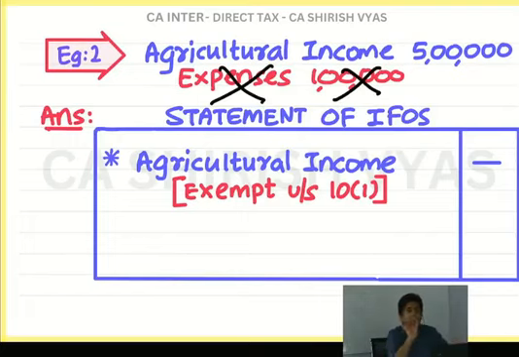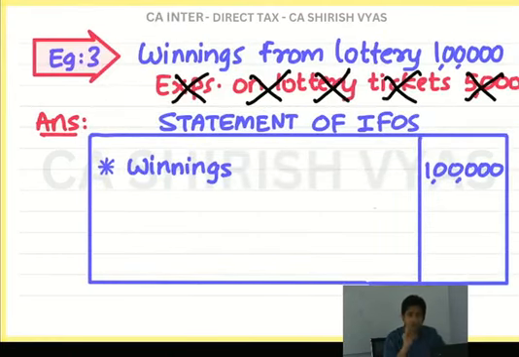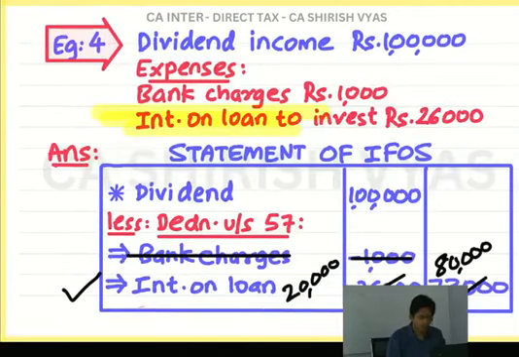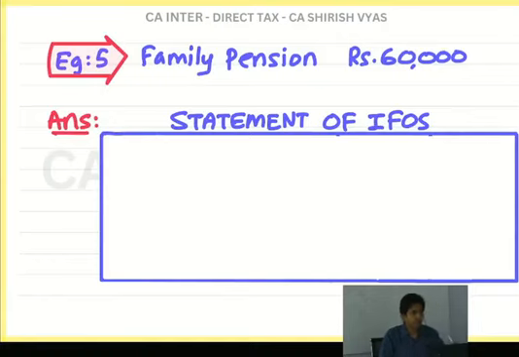Because for exempt income we put a dash. First two points were very general. Third was winnings specific: for winnings, no deduction. Fourth was dividend and mutual fund income specific. Okay, the last point is family pension specific. For family pension, there is a special rule.